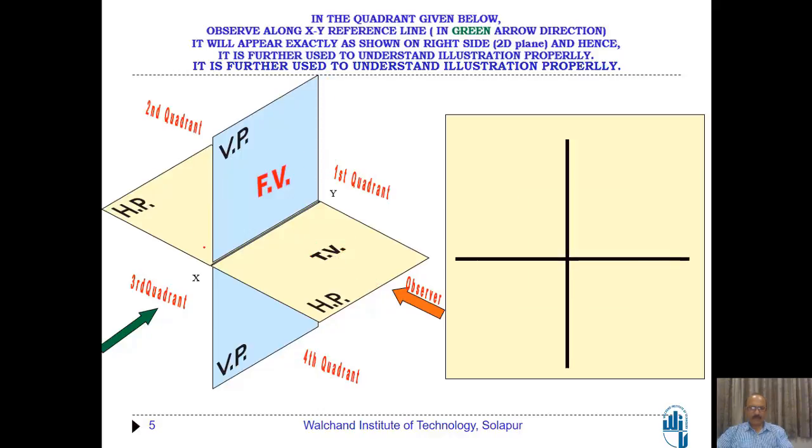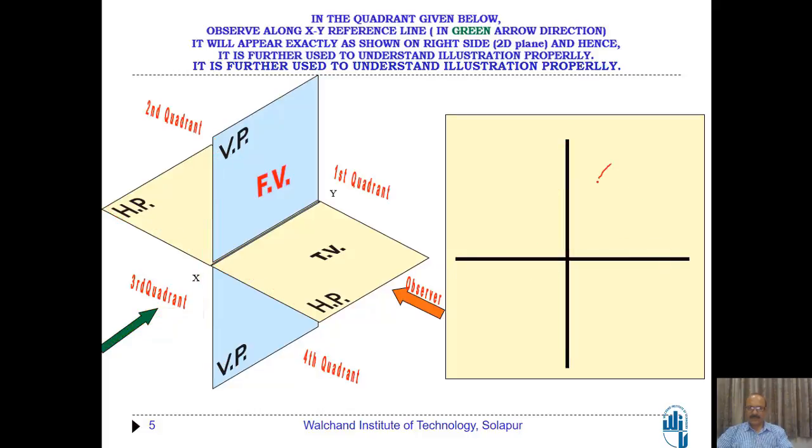The same four quadrants, which are here in three dimensions, we are going to represent in two dimensions. In this case, we observe with the green color arrow mark. So this particular line as well as this particular line, these two red color lines which I represented here, we are going to locate in the two-dimensional figure, this one line and this one line.